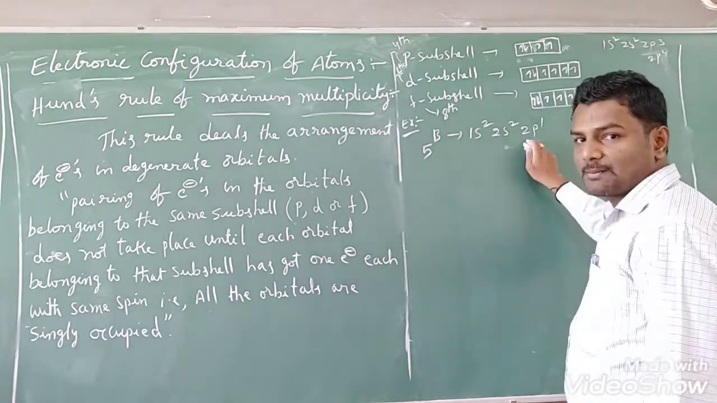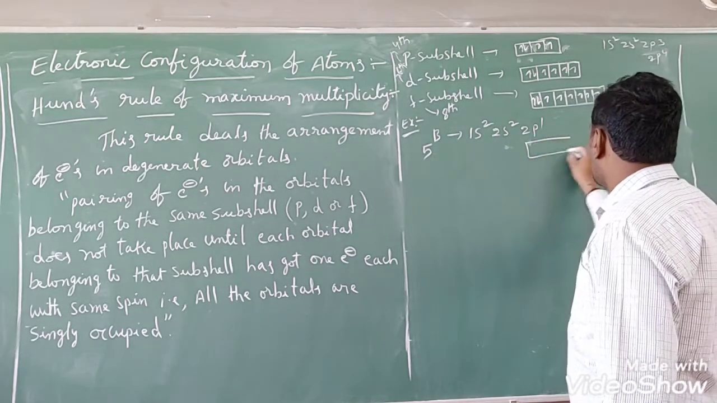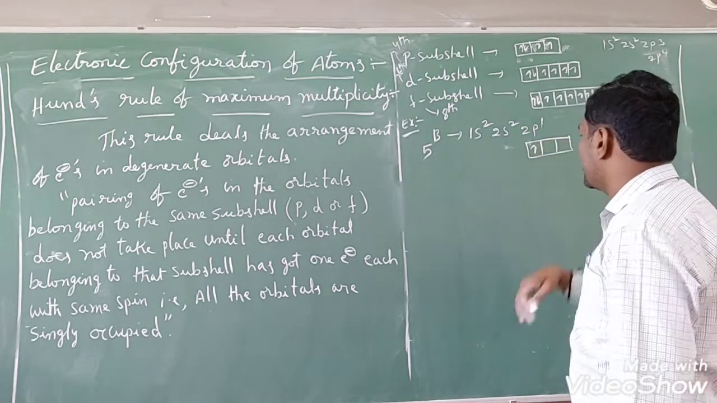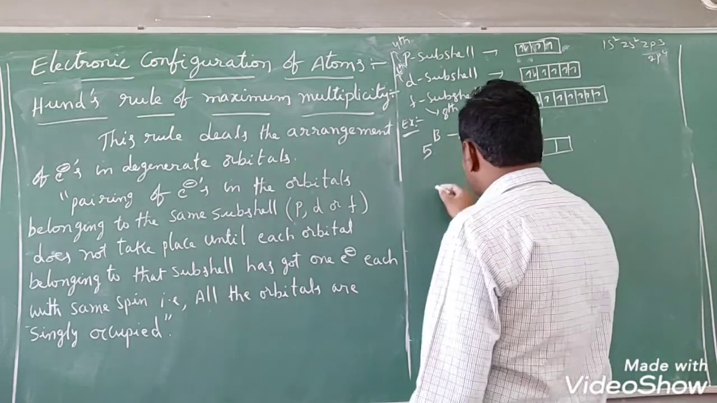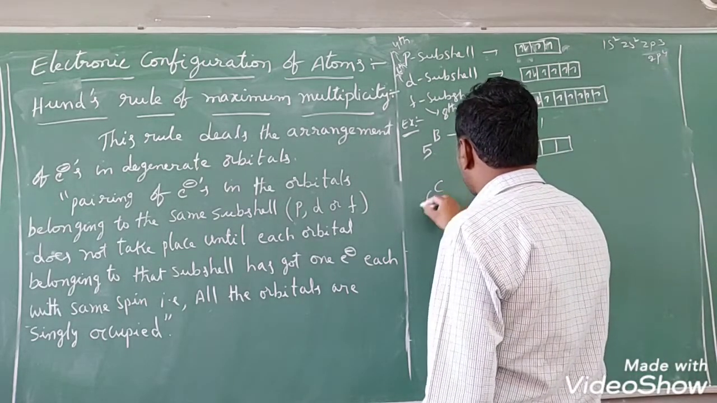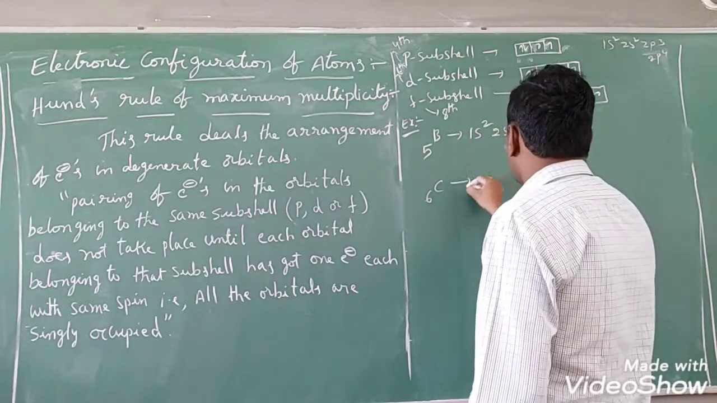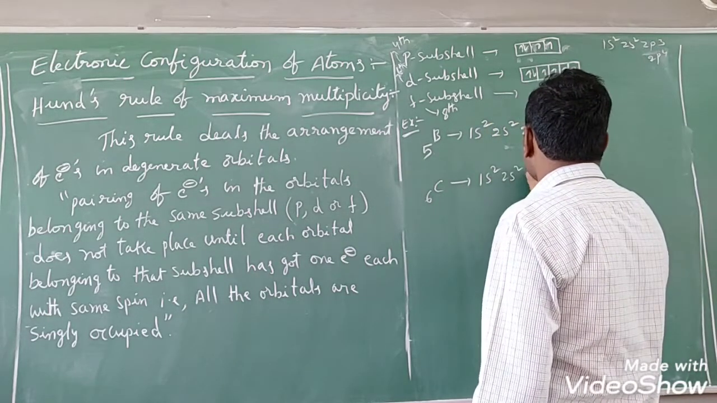Suppose you take this as the p subshell. In the p subshell, how many electrons are there here? Only one electron, so we will write it like this. No problem here. But take the next element after boron. Carbon. Carbon's electronic configuration is 1s2, 2s2, 2p2.